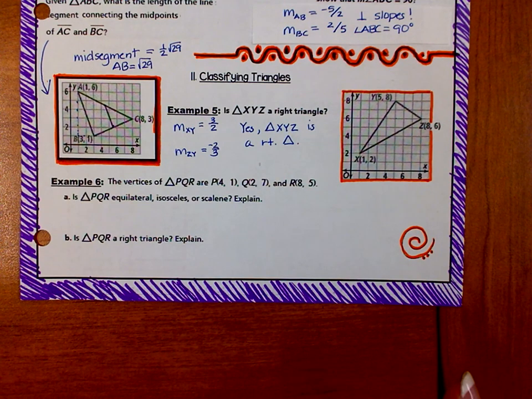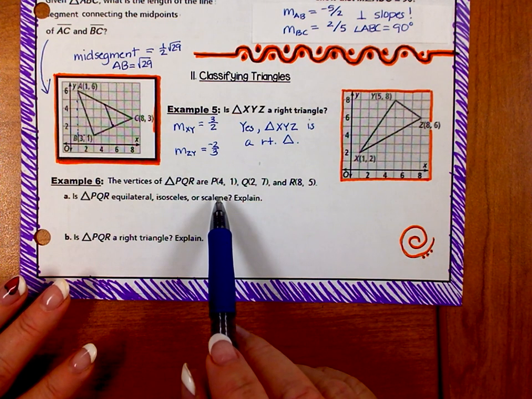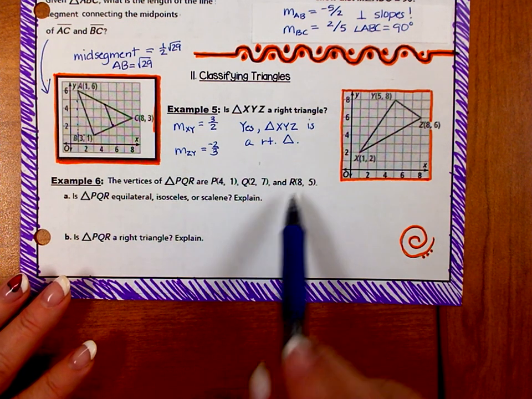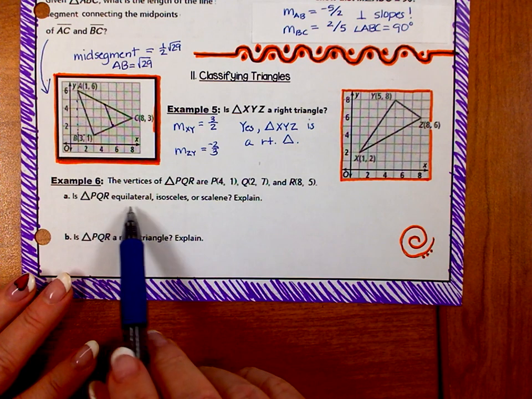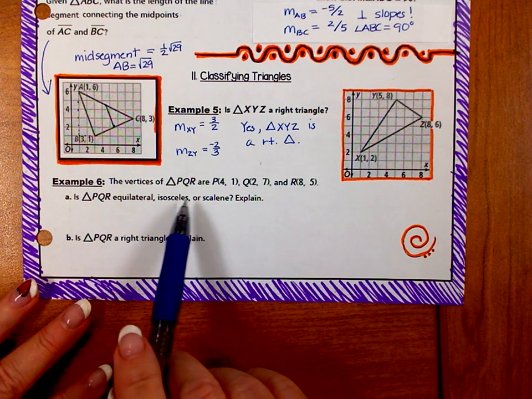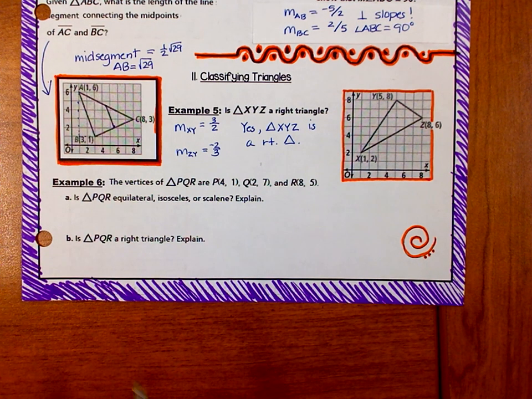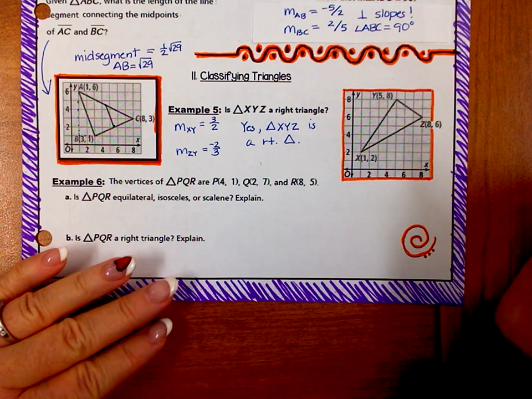So, well, let's see, the vertices of PQR are (4, 1), (2, 7), and (8, 5). We want to know if it's equilateral, isosceles, or scalene. So we need to know the lengths of the sides because we need to know if all 3 are the same, 2 of them are the same, or none of them are the same. So we're going to use the Pythagorean theorem to figure out the sides.